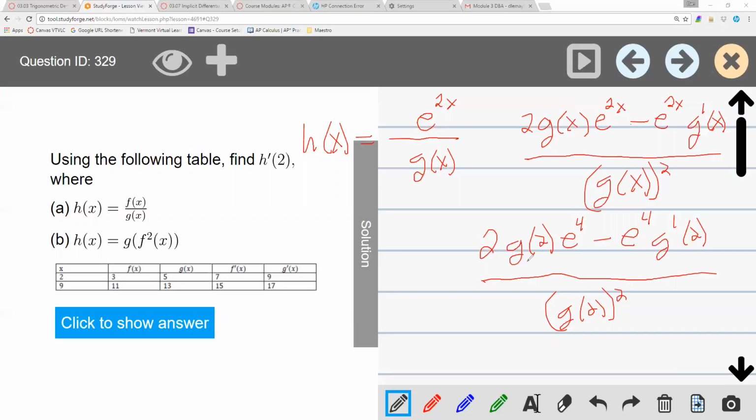squared. So then to evaluate this, g of 2 is 5, so 2 times 5 is 10, so that'll be 10 times e to the 4th minus g prime of 2 was 9, so 9 times e to the 4th, all over g of 2 was 5, we're going to square it, we're going to get 25. Oh, this is interesting. This actually worked out a lot better than I thought it was going to. 10 e to the 4th minus 9 e to the 4th are like terms, so we're just going to subtract them. I'm going to get e to the 4th over 25.